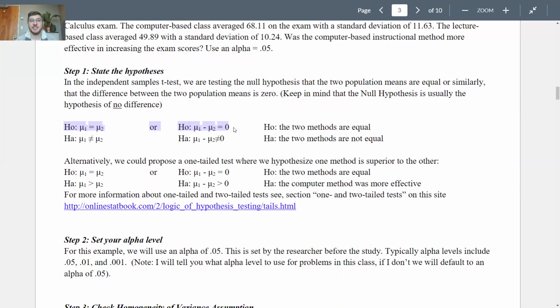An alternative hypothesis is that the group means aren't equal. We could also propose what's called a one-tailed hypothesis test, where we hypothesize that one method is superior to the other. Two-tailed tests are always appropriate. To use a one-tailed test, you have to have a justification for why you're doing a one-tailed test, why you're specifying a direction. And you can read more about the difference between one and two-tailed tests here.